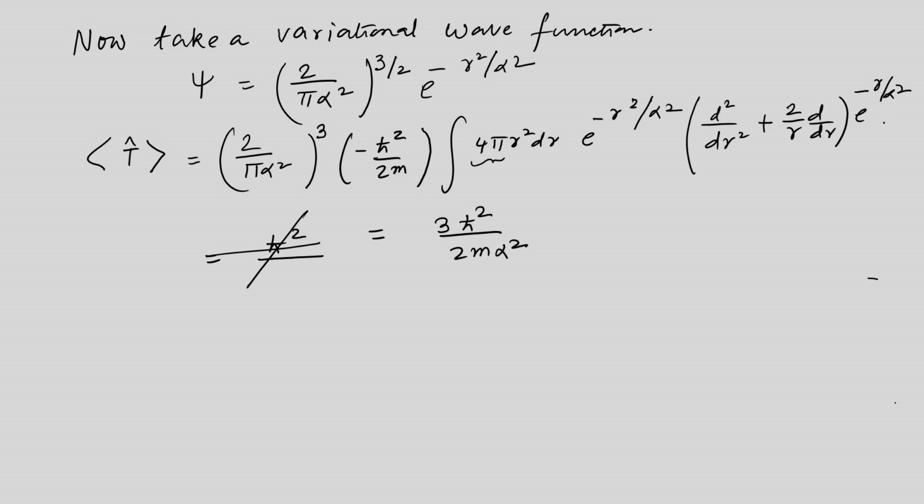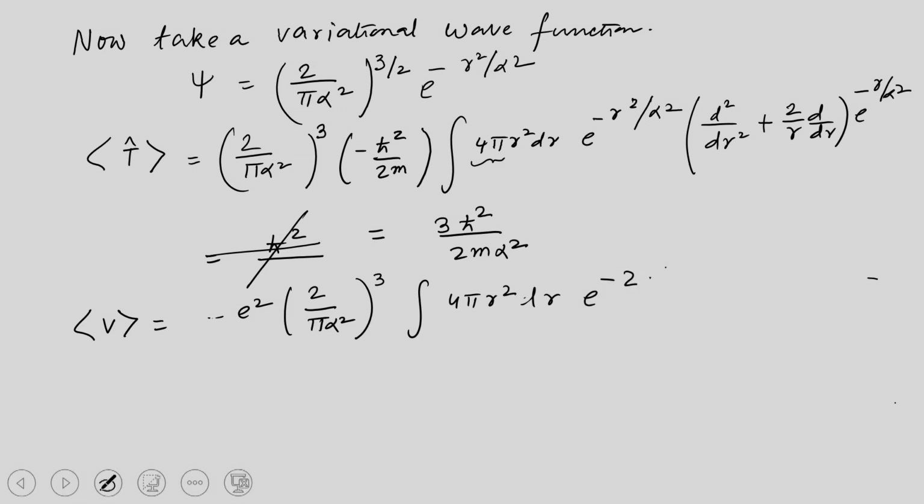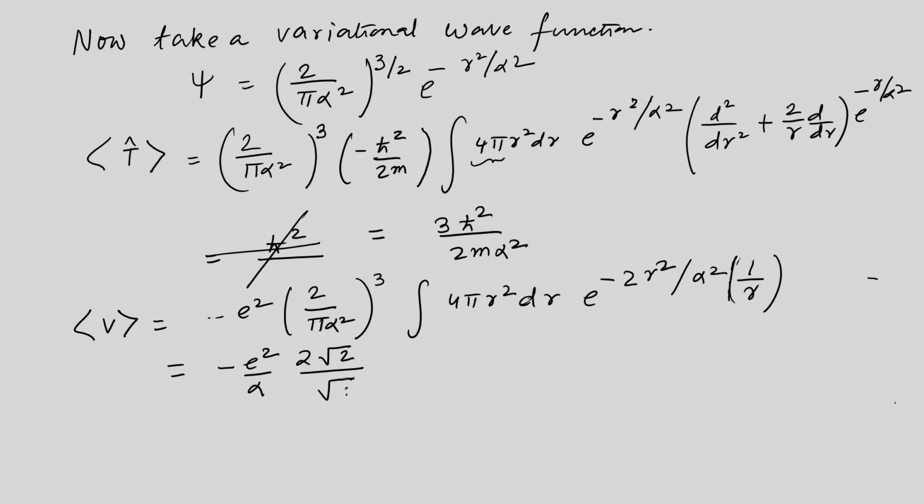As I said, there is a simple integral which you should try and do, and all of them fall into this gamma function integral category, so you can do it without a problem. And then this V is equal to minus e square, and then there is a 2 divided by pi alpha square cubed, and then there is a 4 pi r square dr exponential minus 2 r square by alpha square, and then there is a 1 over r that is coming from the form of the interaction term. If you perform this integral, it gives rise to minus e square by alpha and 2 root 2 divided by root pi.